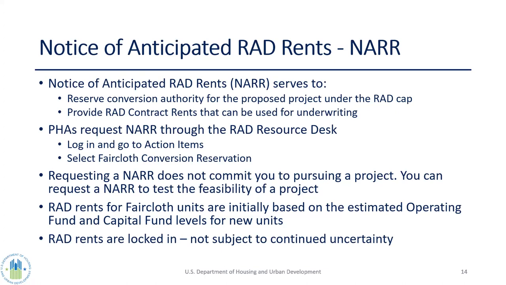Within that form, and as well as a few form fields right on the resource desk, we need some property specifics, which can be assumptions based on your project plans at that time and may change. So we're looking for project-specific data that includes items such as unit configuration, unit count, the property zip code, PIC number for a comparable project, whether it's in the PHA's portfolio, or if the PHA doesn't have a public housing portfolio, or the projects in their portfolio really are not comparable to the project they're proposing under the Faircloth-to-RAD conversion, we will accept a PIC number if you have a neighboring PHA with a property that would be more suitable.